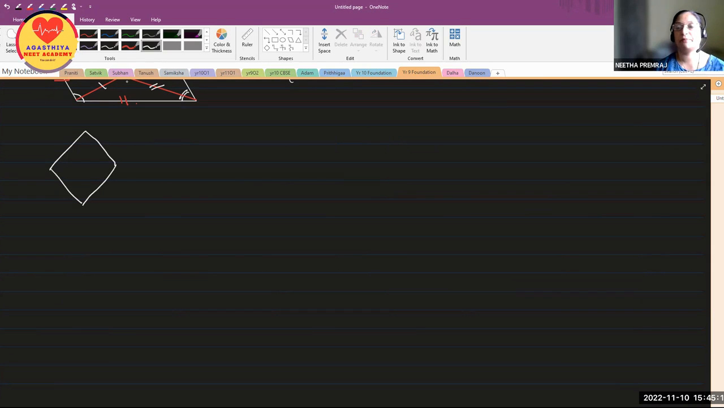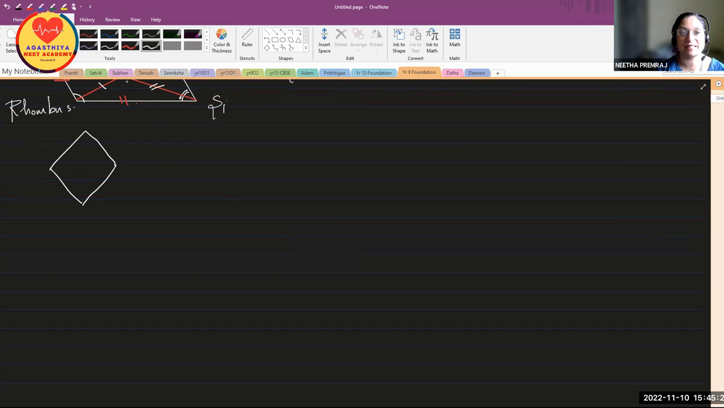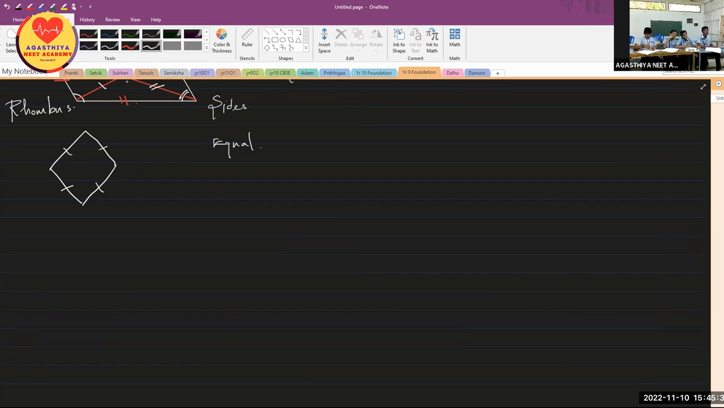What about this shape? Rhombus. Okay, tell me, what are the properties of a rhombus? What about sides? Sides are equal, isn't it? Sides are equal. And opposite sides are parallel, you can say.